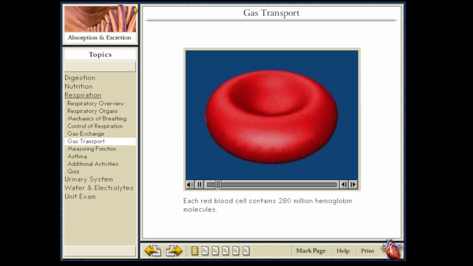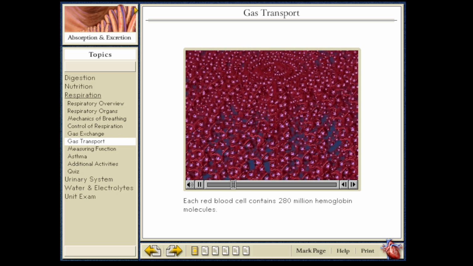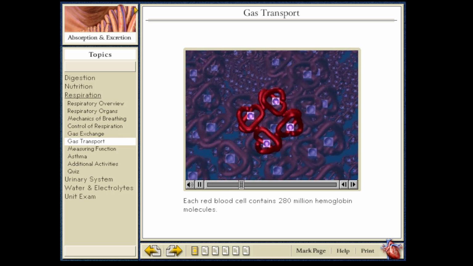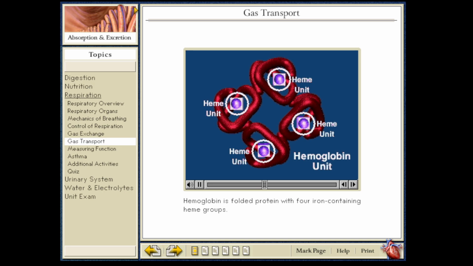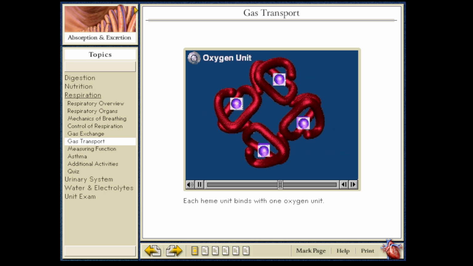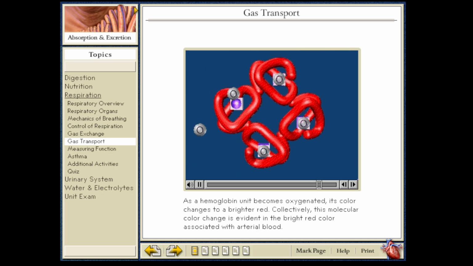Each red blood cell contains 280 million hemoglobin molecules. Hemoglobin is a folded protein with 4 iron-containing heme groups. Each heme unit binds with 1 oxygen unit. As a hemoglobin unit becomes oxygenated, its color changes to a brighter red. Collectively, this molecular color change is evident in the bright red color associated with arterial blood.